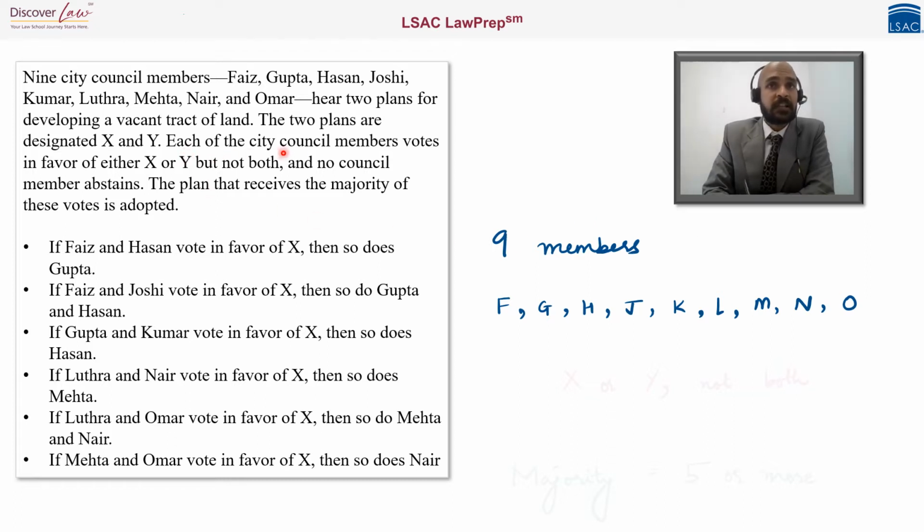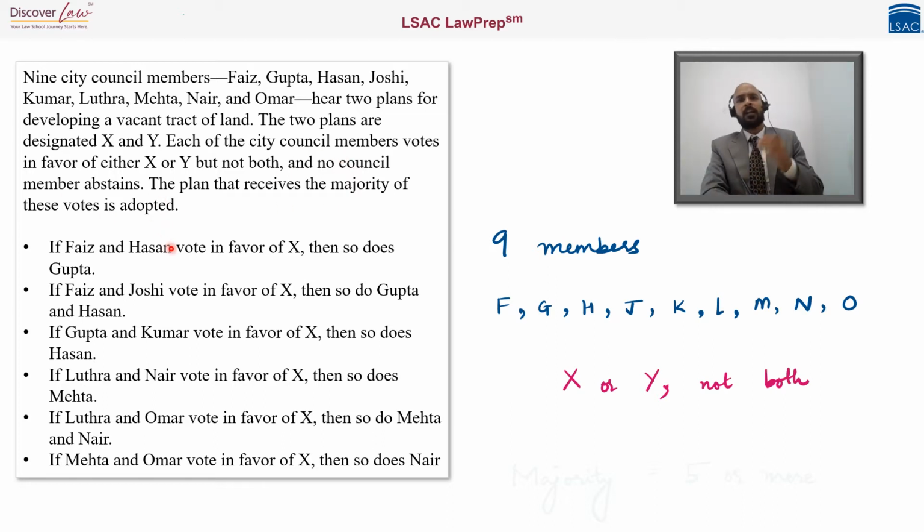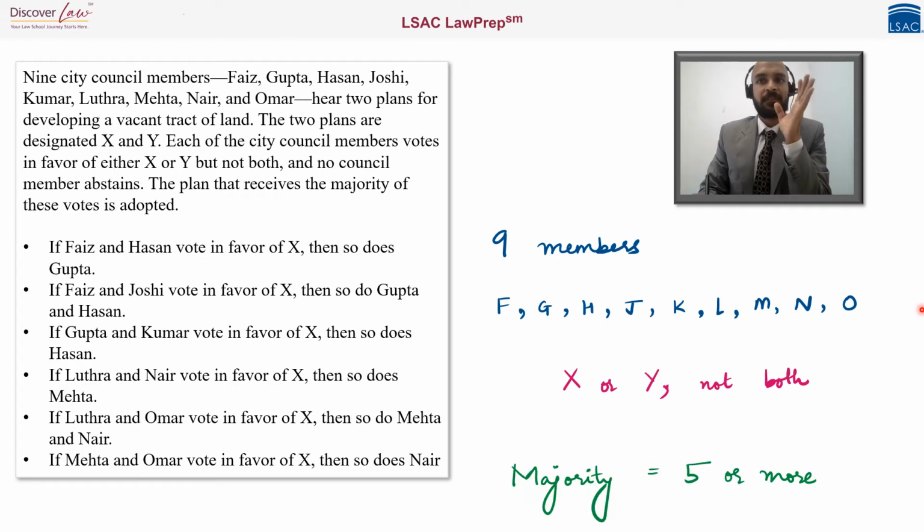The city council members vote in favor of either X or Y, but not both, and no member abstains, okay? Which means that you can vote for either X or Y, but not both. The plan that receives the majority of these votes is adopted. Now, if all of them are voting, then what is the majority? The majority is 5 or more. Okay. Now let's go ahead and look at the conditions.